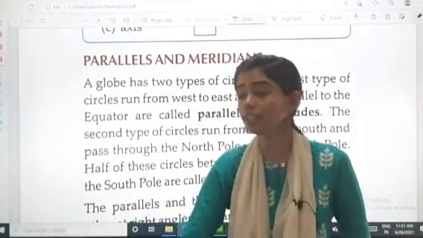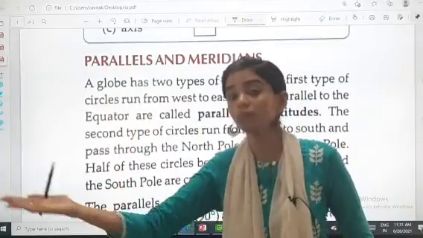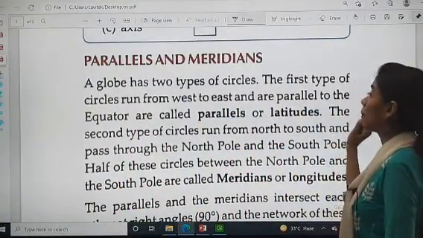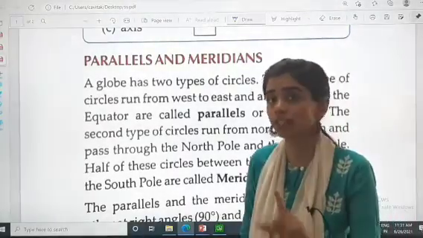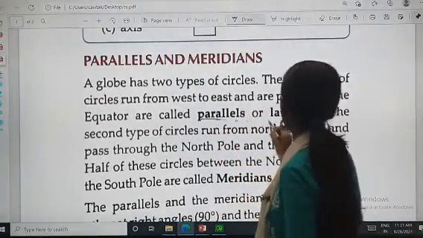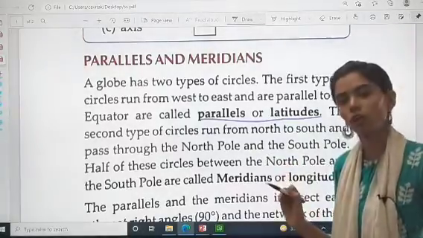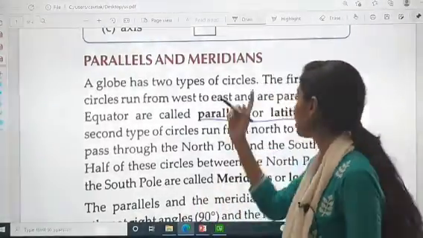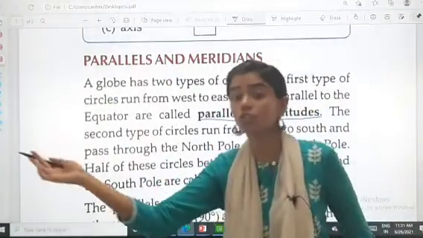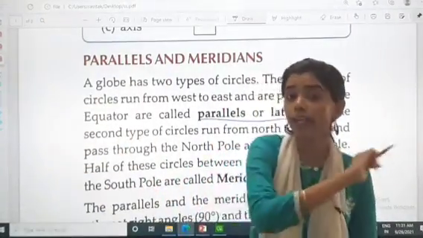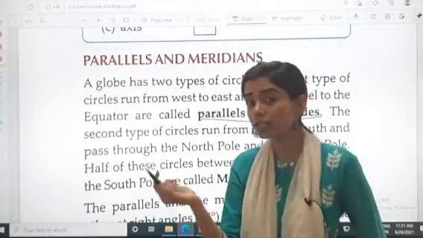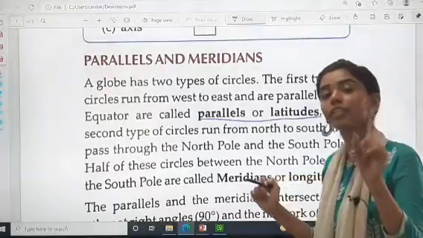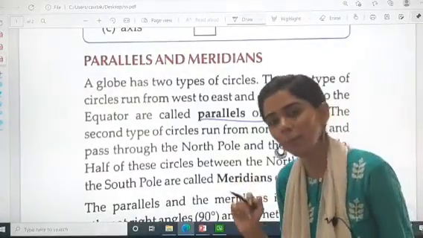Okay, this is my west. So it runs from west to east, and circles that are parallel to the equator are called parallels or latitudes. Once again, I'll repeat: the first type of circle runs from west to east, in the direction west to east, and it is parallel to the equator. These are known as parallels.